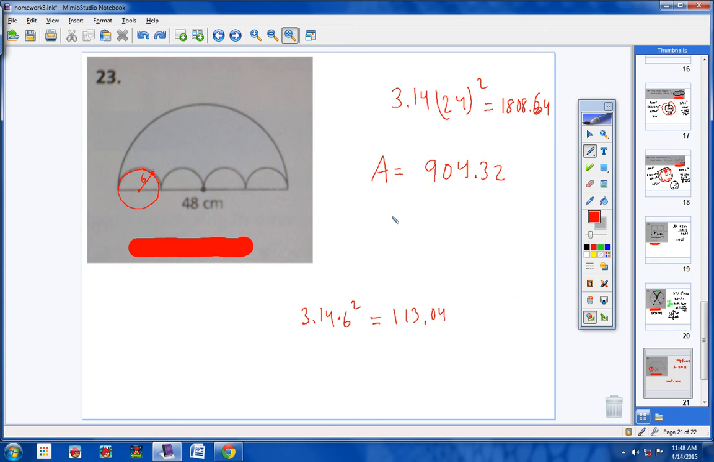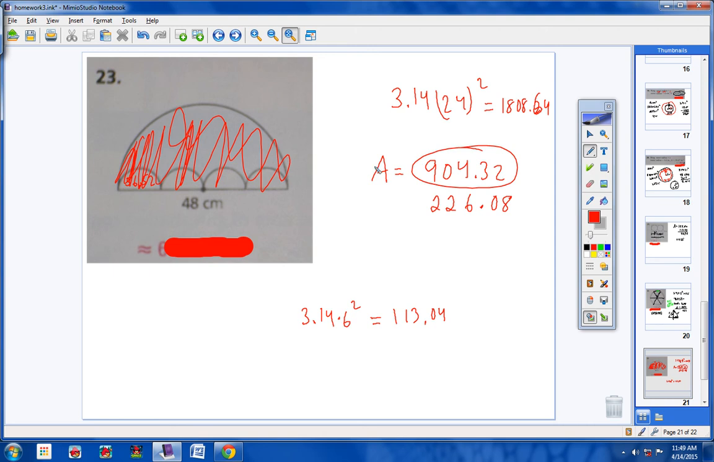And you're going to get 56.52. So one of these little circles right here is 56.52. Now there's 4 of those, correct? Sure. So take 56.52 times 4, and you're going to get 226.08. So the area of this entire half a circle is 904.32.